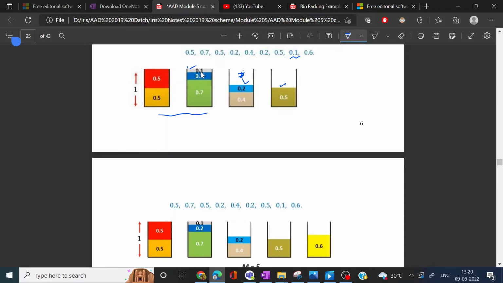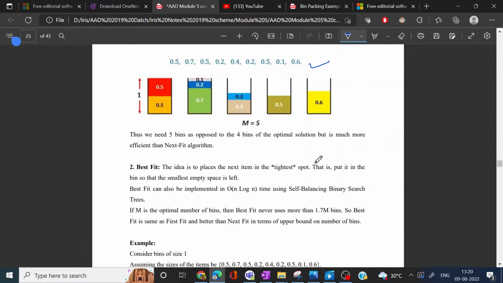Then next is 0.6. For 0.6 we have to check the space. The first bin, it cannot be put, second bin also it cannot be put, third also it cannot be put, then fourth also it is not possible, then the fifth bin we have to take. So total 5 bins are required for this first fit algorithm.